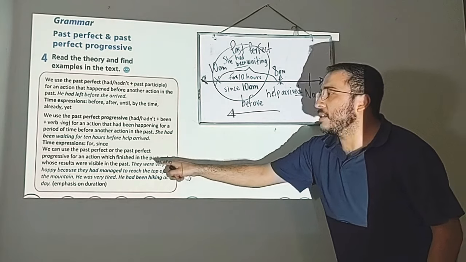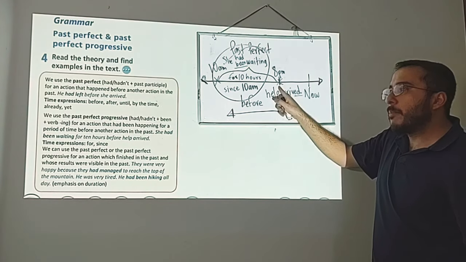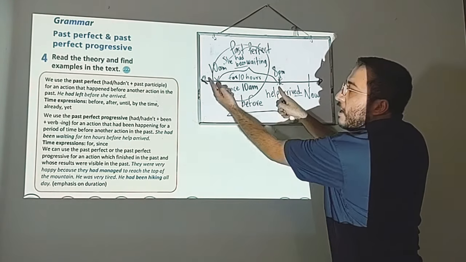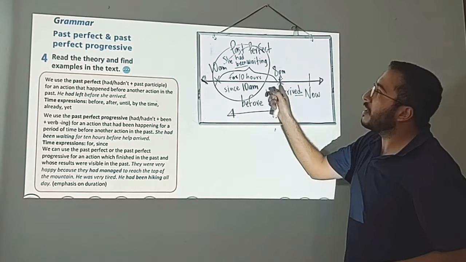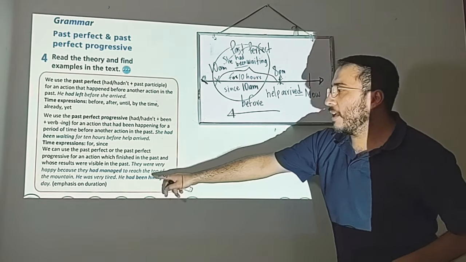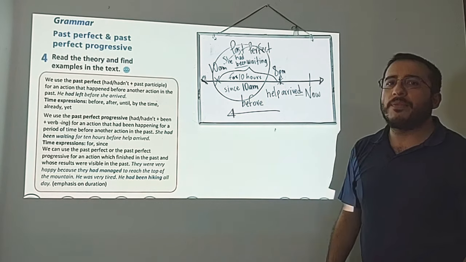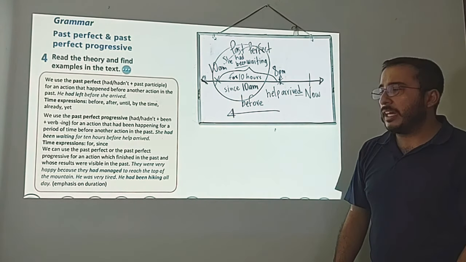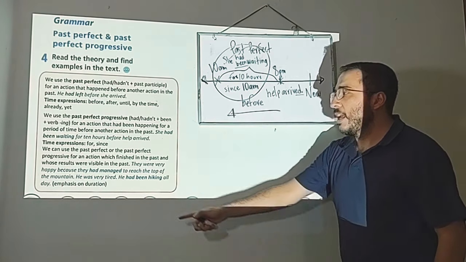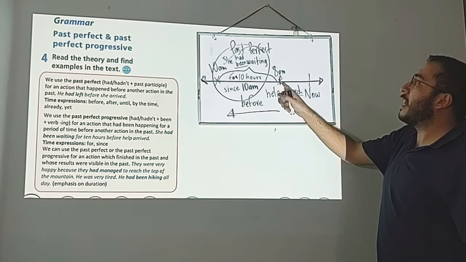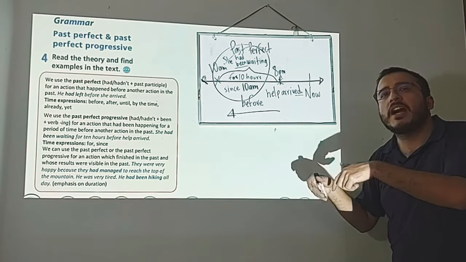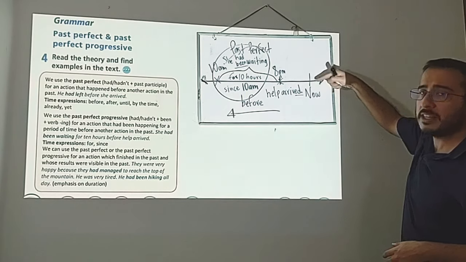Traducción, ellos estaban contentos aquí. ¿Por qué estaban contentos? Porque habían logrado, had managed, porque habían logrado antes, ¿qué habían logrado? Alcanzar la cima de la montaña. Otro ejemplo, he was tired. Ojo, no estoy diciendo he's tired, no estoy diciendo he's tired in the present.